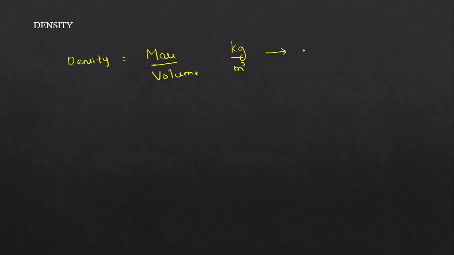Now, the next one is density. Density is defined as the mass per unit volume. Its formula is given by mass per volume. So the unit of mass is kilograms and the unit of volume is meter cube. So the density has a unit of kg per meter cube. Okay. So if we have two liquids with different density, the denser liquid will sink to the bottom and the less dense liquid will float on the top.